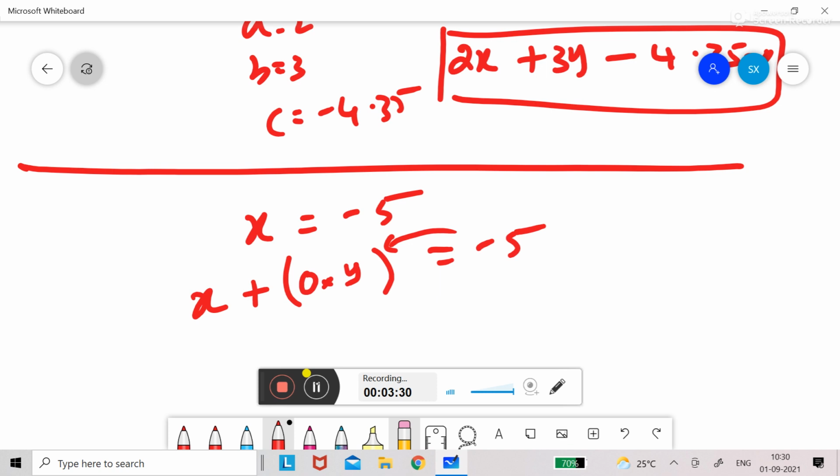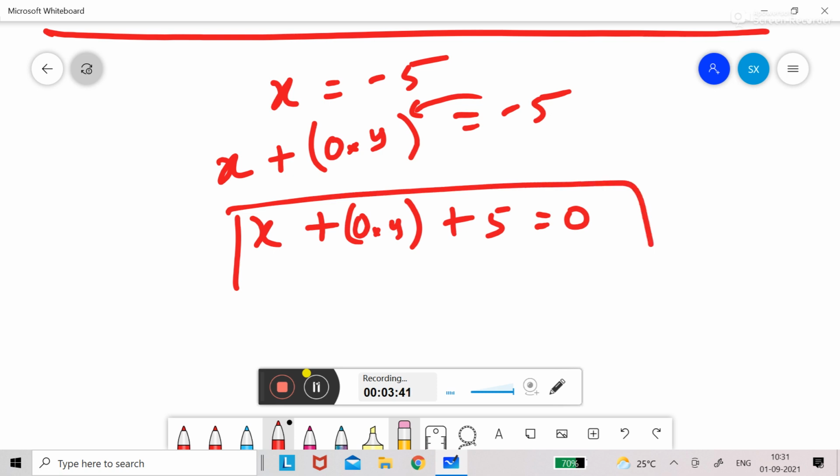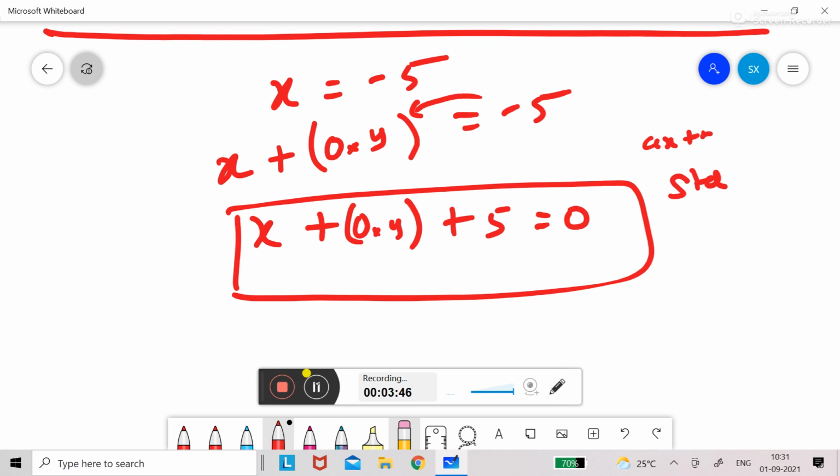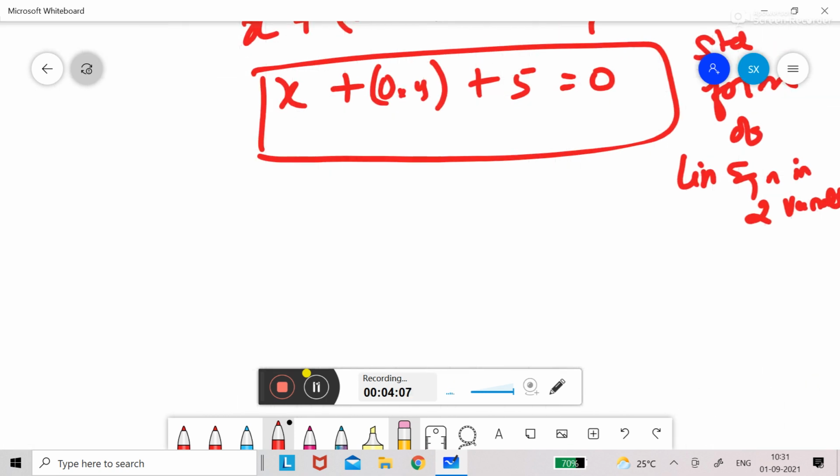And then to make a standard equation, this minus 5 has to come here. So x plus 0 into y plus 5 equal to 0. Actually, the standard form is ax plus by plus c is equal to 0. So this is in the standard form of linear equation in two variable. Remember like this. That's all. So this much we studied yesterday.